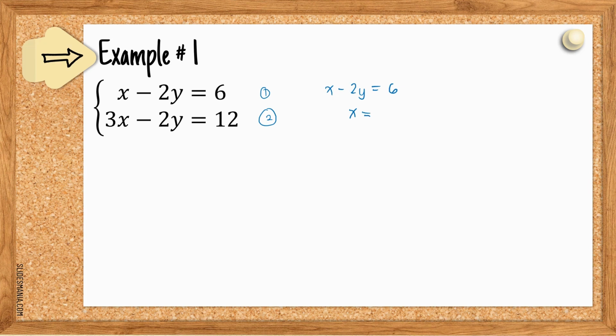x is equal to, let's transpose negative 2y, it will be positive 2y plus 6. And we already have the value of our x. Step 1, solve for x.